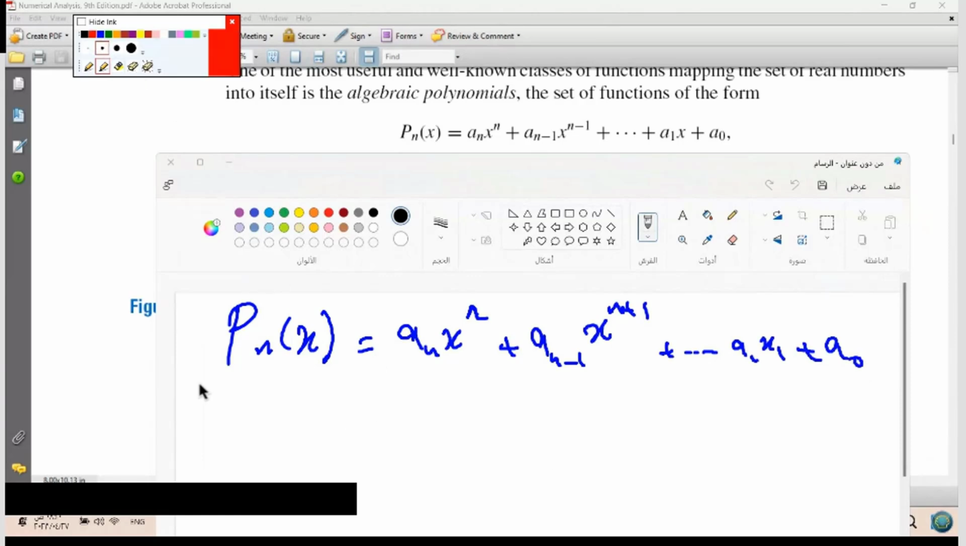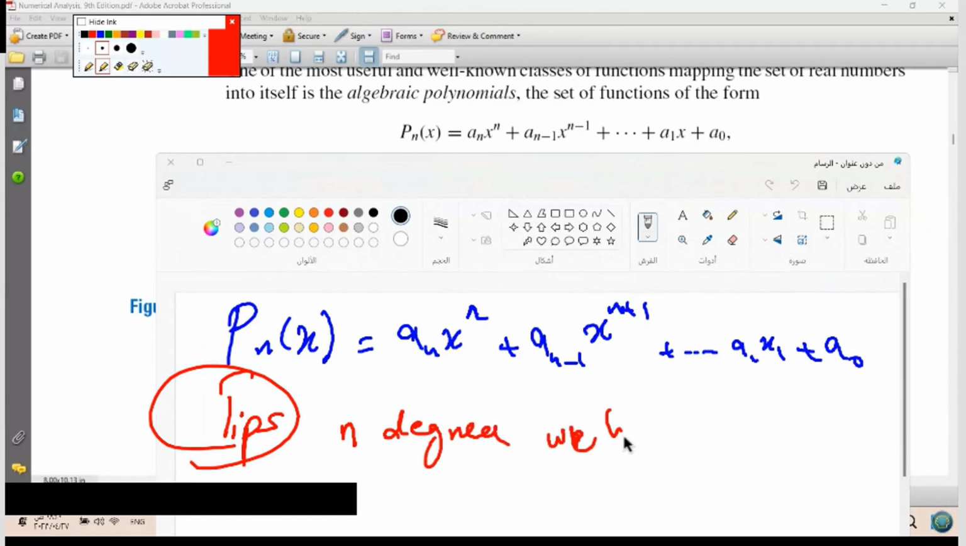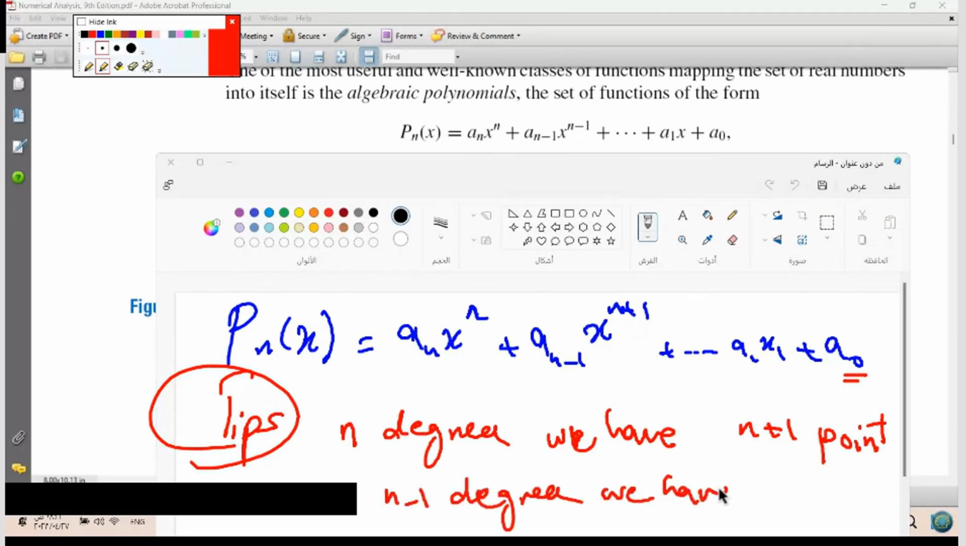Now, the idea or tip, which is important for the exam: for degree n, we have n plus 1 points or pairs. So for degree n minus 1, we have n points. Is it clear, or should I repeat?